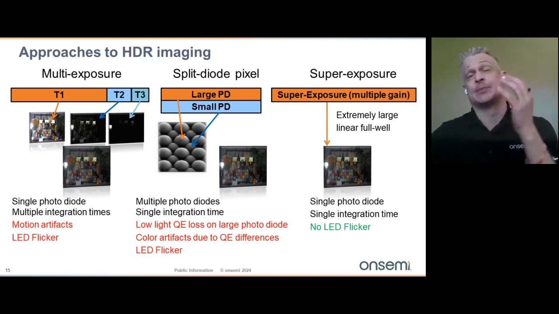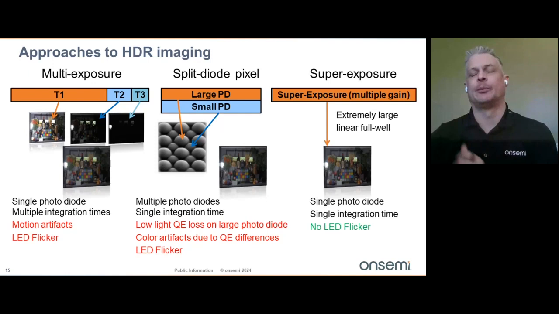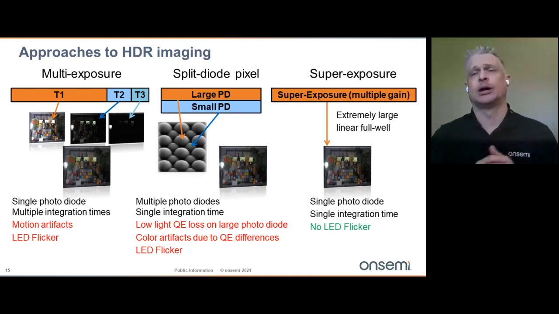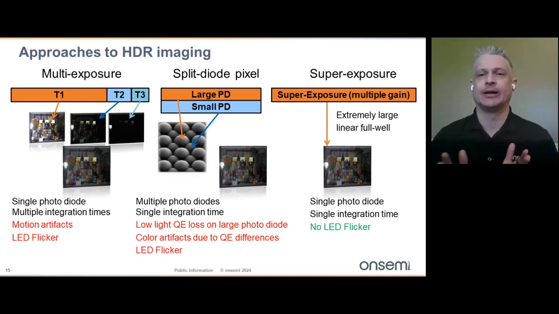The problem is that you are doing this sequentially at different periods of time. If you have a lot of motion, the second and third exposures are going to be different from the time of the first exposure, and so it's going to introduce motion. And I mentioned light before. A challenge with this type of approach is LED flicker.